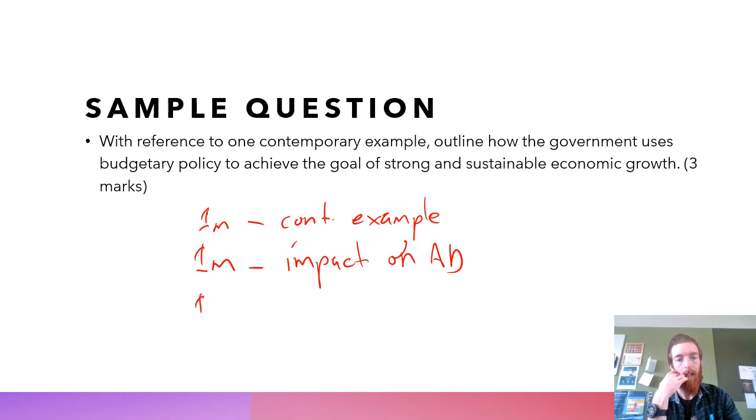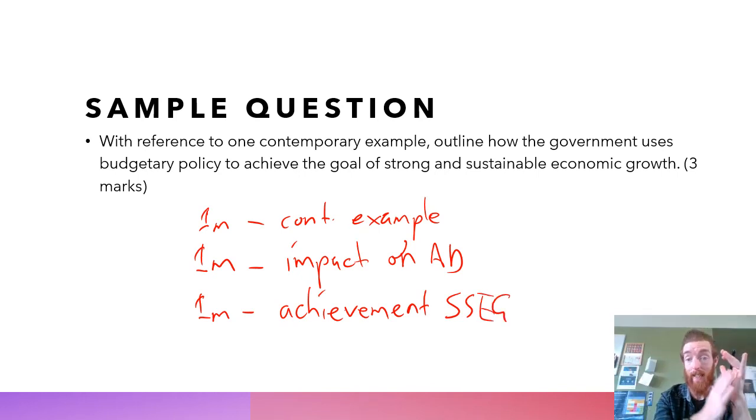And then 1 mark about achievement of strong and sustainable economic growth, so SSEG. So defining that goal and saying if we're more or less likely to achieve it. So it's a lot to do for one question, but we'll get into what you can talk about there.